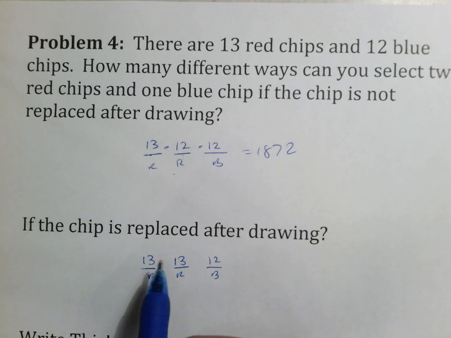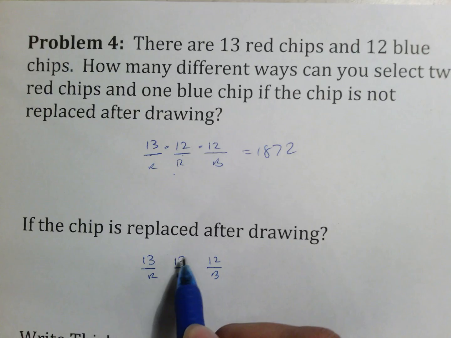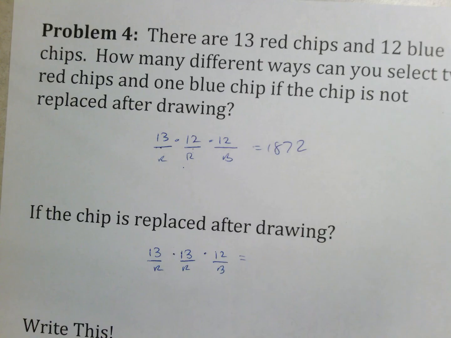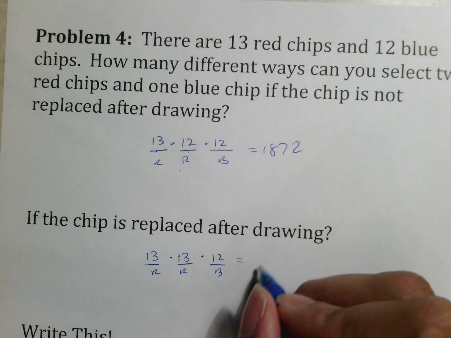So again, if it's replaced, it means I took a red chip out, I put it back, which means that there are still 13 red chips to choose from. Again, I put it back, and then there are 12 blue chips to choose from. And so instead of 13, 12, 12, it's 13 times 13 times 12, which is 2028.